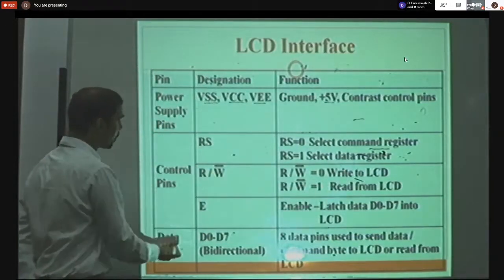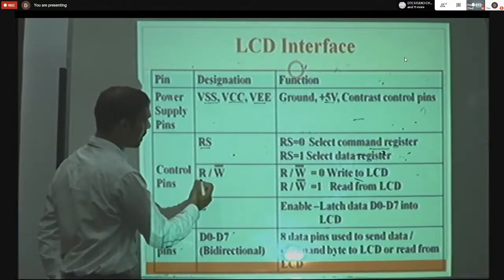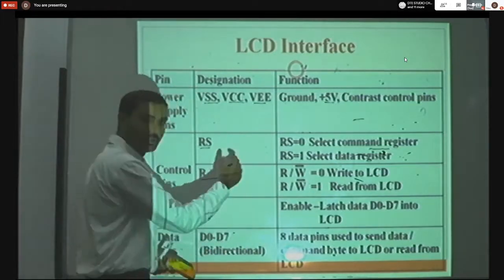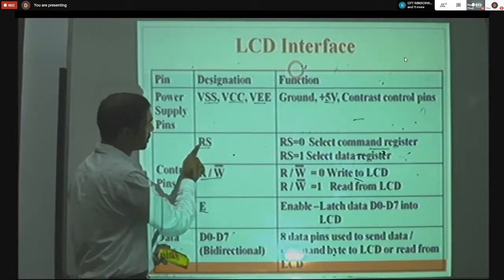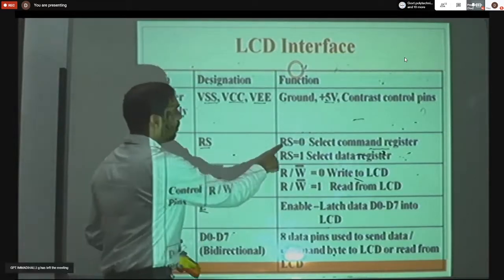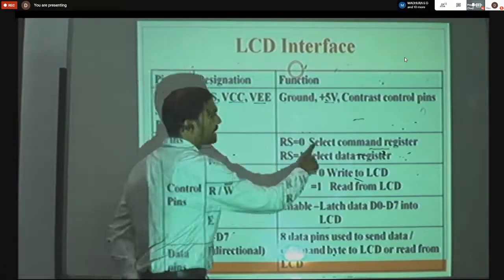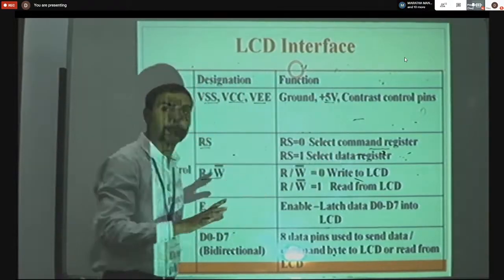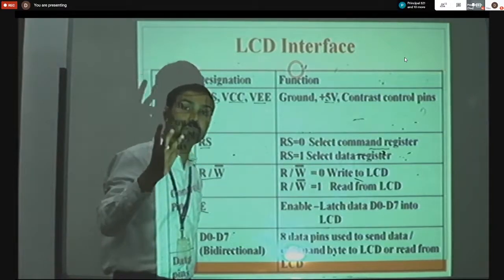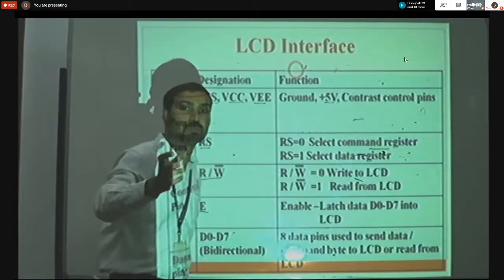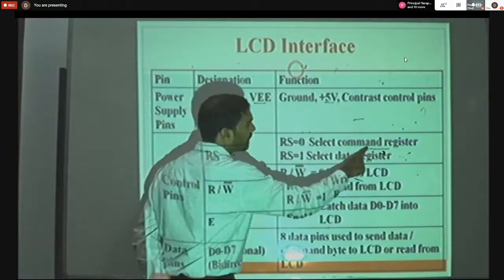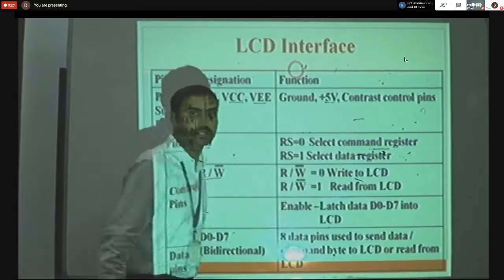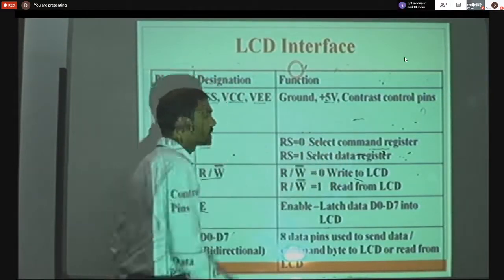Similarly, there are three control pins. One is called RS, another is R bar W, and E. Okay, what exactly does RS mean? RS is nothing but the register select. When RS is equal to 0, it selects the command register. That's why it's called select command register. When RS is equal to 0, it selects the commands. There are two types of parameters: one is data, another is command. According to the command, the data will be manipulated. So when RS is equal to 0, it will only select the commands. When RS is equal to 1, it selects the data. That's why it's called select data register.